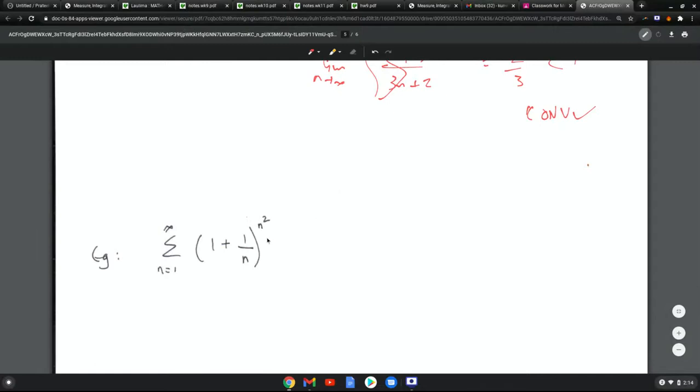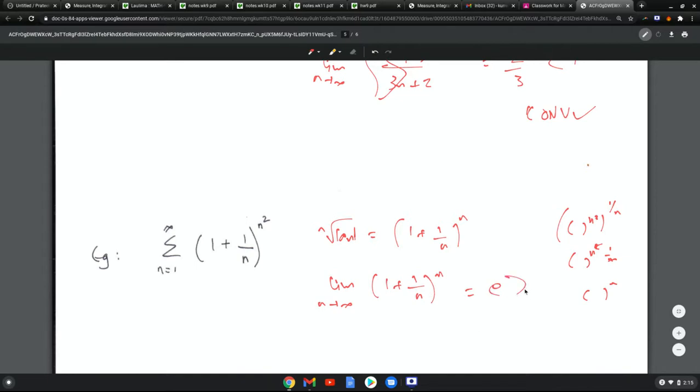Now again, over here, it's fairly obvious that you use the root test because you have n squared in the power. That's going to be (1 plus 1 over n) to the power n. Why? Because if you have something to the power n squared and then you take the power 1 over n, they multiply, and n squared times 1 over n gives you n. And then you apply this limit, and this is again a familiar limit. This is basically the definition of e, which is more than 1, which means it is divergent.